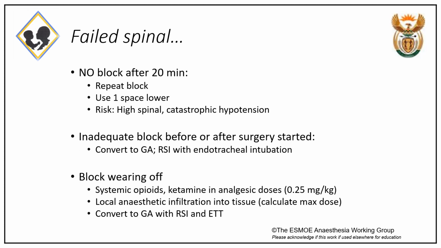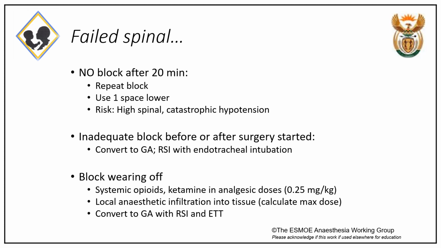Complete failure of spinal anesthesia is diagnosed if no block has developed after 20 minutes. In an emergency cesarean section, the spinal can be repeated at one space lower than the initial block. The risks, however, include a high spinal or catastrophic hypotension, so always make sure that vasopressors are ready and that IV fluid can be given quickly.